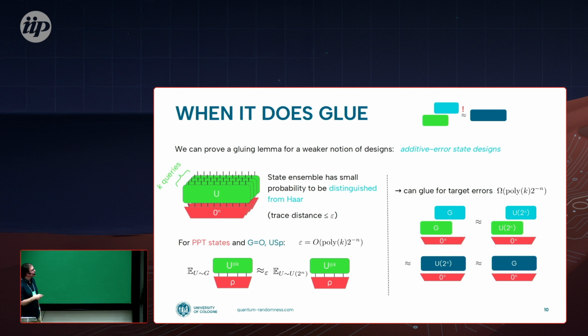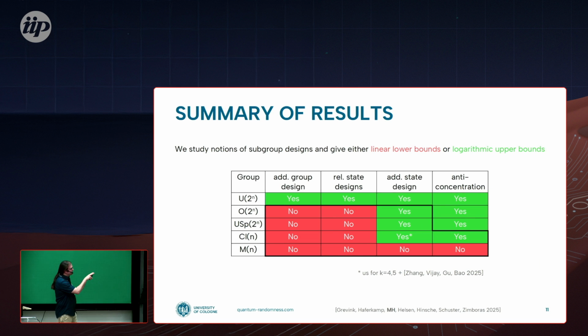No worries. So here's a short summary of our results. I arranged it in a table because we have different groups: the orthogonal group, the symplectic group, Clifford, and matchgate. And we have these different notions of designs that I've talked about. We also looked at anti-concentration. No means that we have linear lower bounds, and yes means we have logarithmic upper bounds. And the thick line is indicating our results.